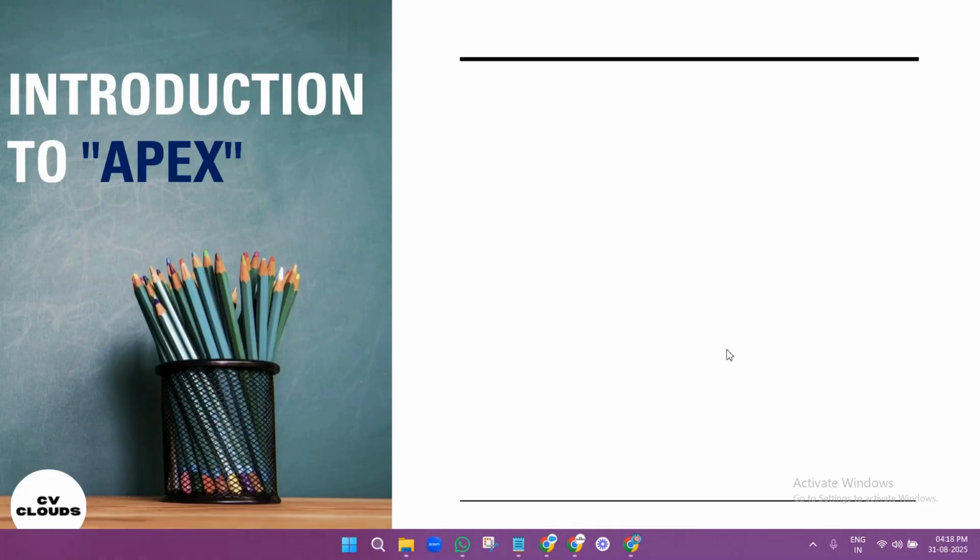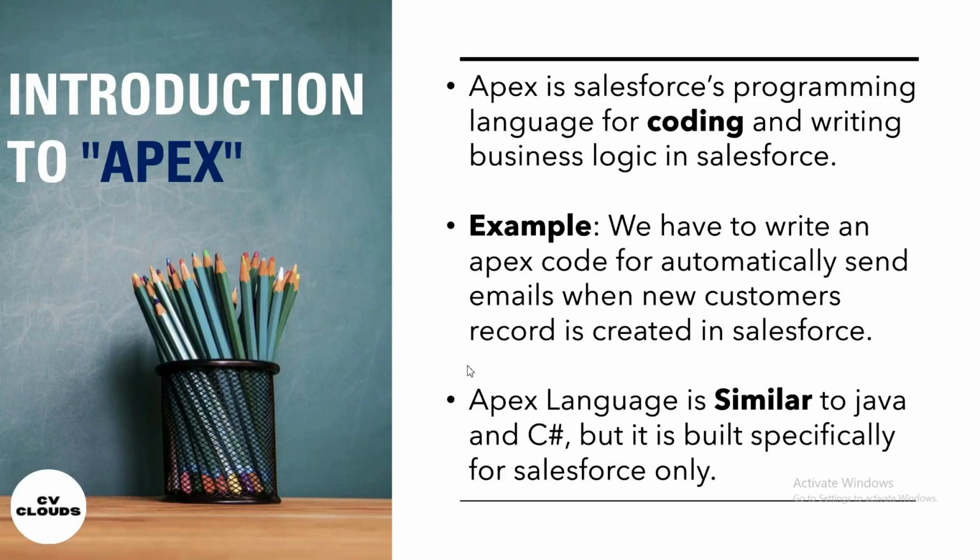So let's start. The Apex programming language is the Salesforce programming language which is used for coding and writing business logic in Salesforce. We write the code and other business logic using the Apex programming language in Salesforce. For example, let's say we have to write an Apex code for automatically sending emails when a new customer record is created in Salesforce. We can do that using the Apex language.